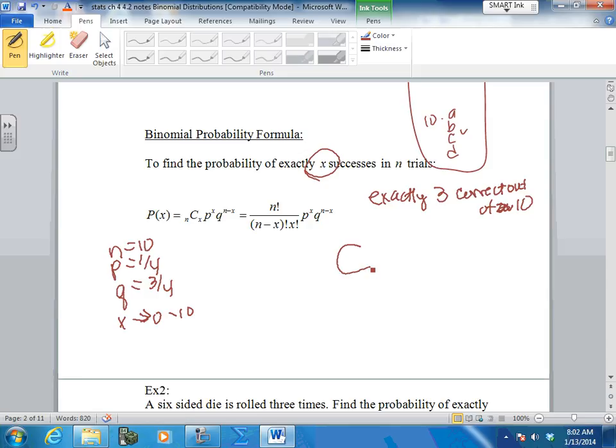How many times am I doing this? How many questions was there? 10. How many did I want right? 3. You always measure your success first. So what is the probability of getting an answer right? Think back to the one we did. How many choices were there? 4. So 1 out of 4. How many did we want? 3. Now measure our failures. 3/4. And how many do we want?